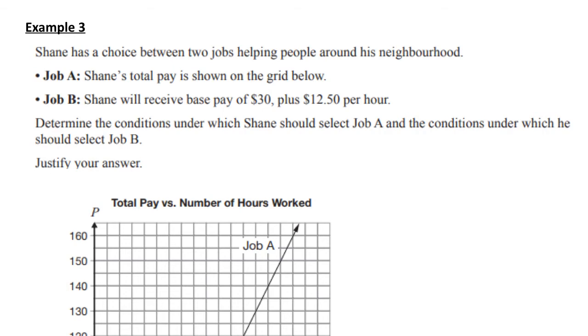In this example, Shane has a choice between 2 jobs helping people around his neighborhood. He's got job option A, where his total pay is shown on the grid below, and I'm going to scroll down to the grid in a second. And he's got job option B, where Shane will receive a base pay of $30 plus $12.50 per hour. We're asked to determine the conditions under which Shane should select job A and the conditions under which he should select job B, and we're asked to justify our answer. So we need to give proof or explanation as to why he should choose one job over the other.